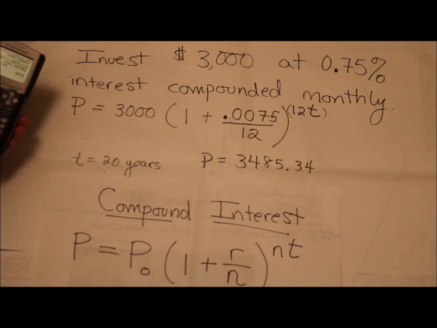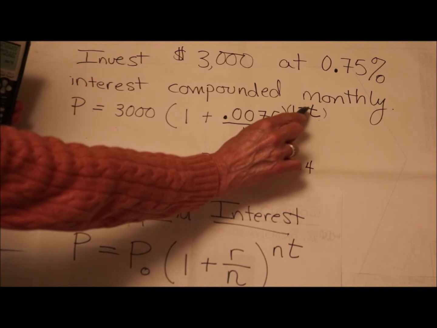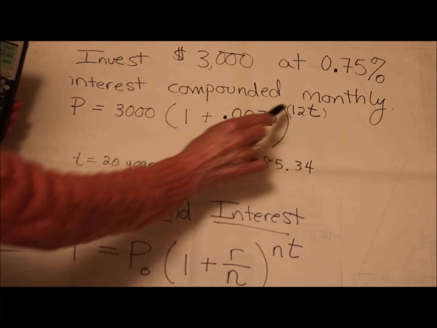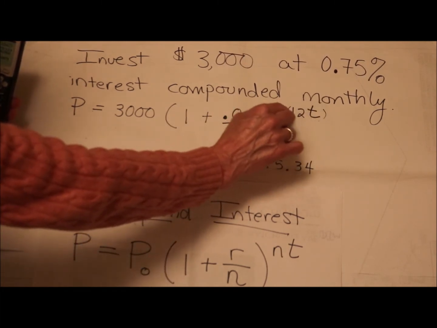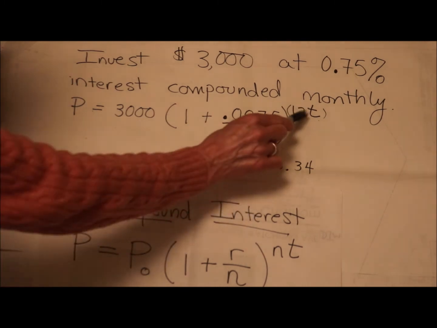A little word of caution: depending on your calculator, when you put in the exponent 12 times 20, in some calculators you have to put a little set of parentheses around the 12 times 20, and in others not. So if you didn't get this number, that might be the reason why.